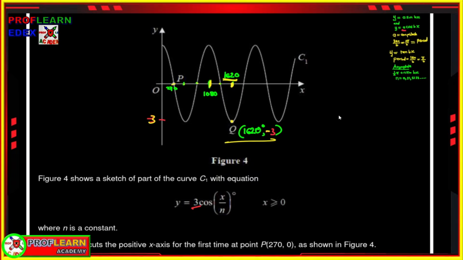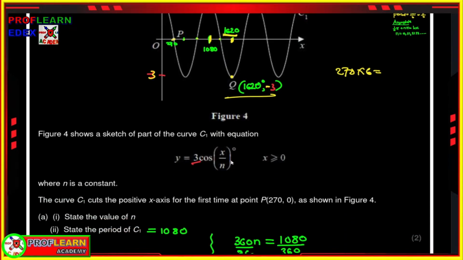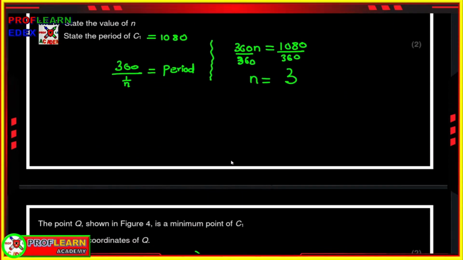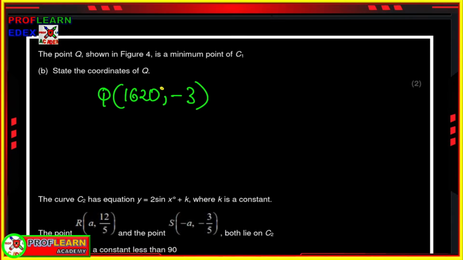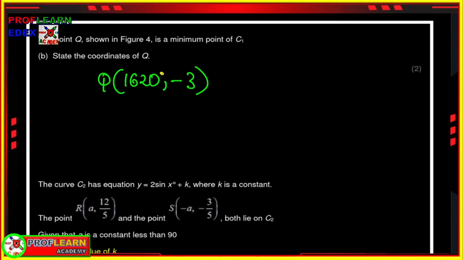And 270 times what? 1, 2, 3, 4, 5, and 6. That is the one that is giving us 1620. And since Q is the minimum point, y is going to be -3. So the coordinate for Q is going to be given as (1620 degrees, -3).